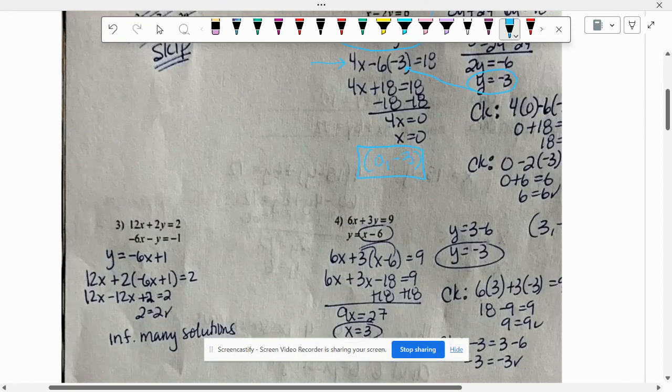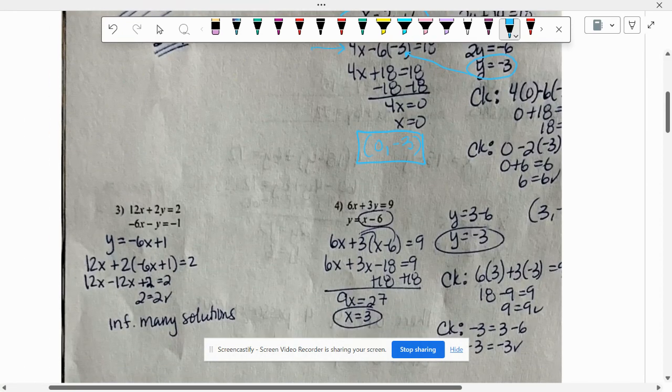Number 3, when I took the second equation and solved it for y, I got y equals -6x plus 1. When I took that and plugged it back into equation number 1, here's me substituting in for y. -6x plus 1 is the value of y. And when I did that, I got this true statement, 2 equals 2.